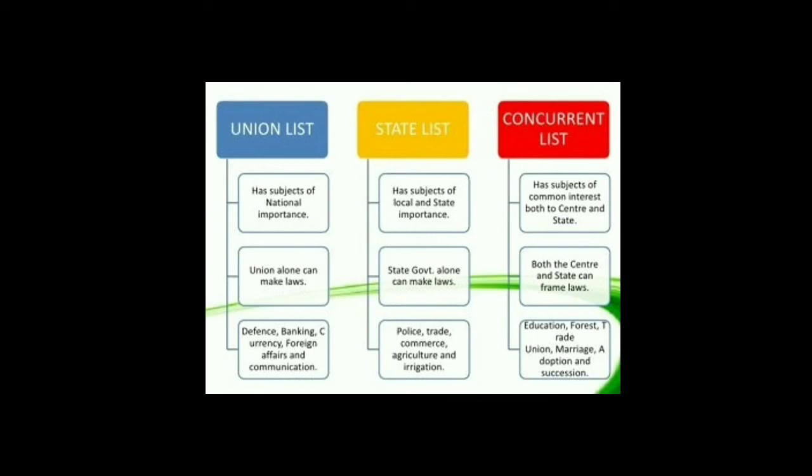And so it led to different lists being formed. So we have the union list, the state list and the concurrent list. The union list has 97 subjects, the state list has 61 subjects and the concurrent list has 47 subjects. First, we'll look into the union list.